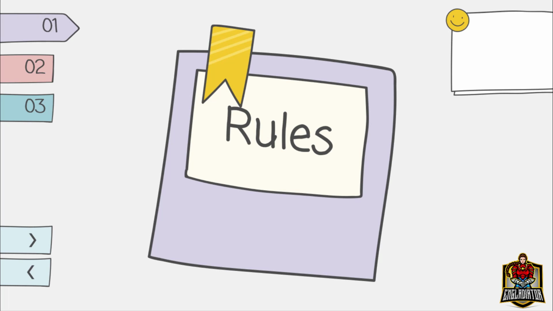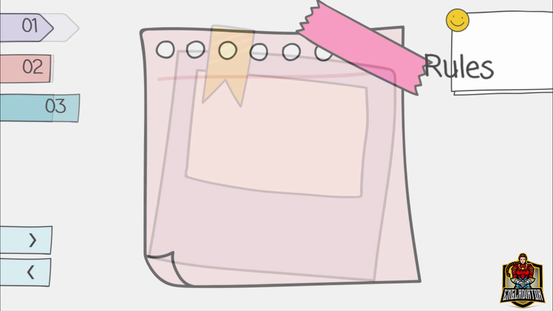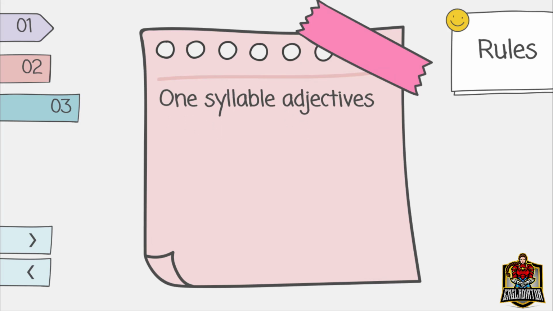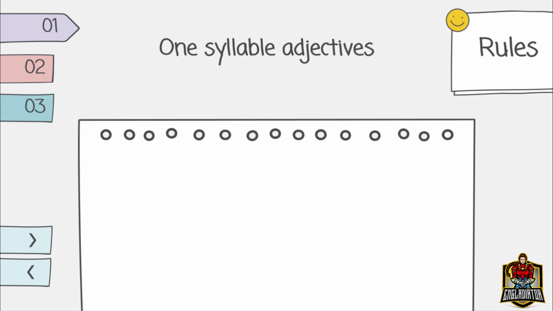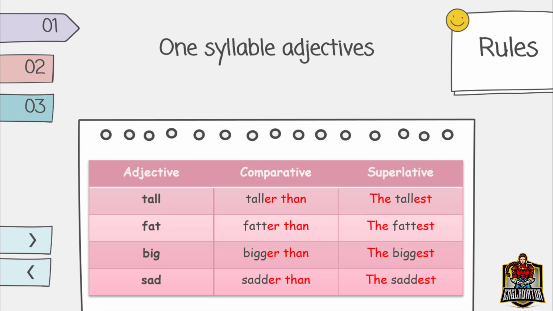Now, let's focus on the details of how to create each of these adjectives. The one-syllable adjectives. We add ER for the comparative form and EST for the superlative form. If the adjective has a consonant plus vowel plus consonant, the final consonant must be doubled before adding the ending. For example, the adjective tall will be taller than in the comparative form and the tallest in the superlative form.